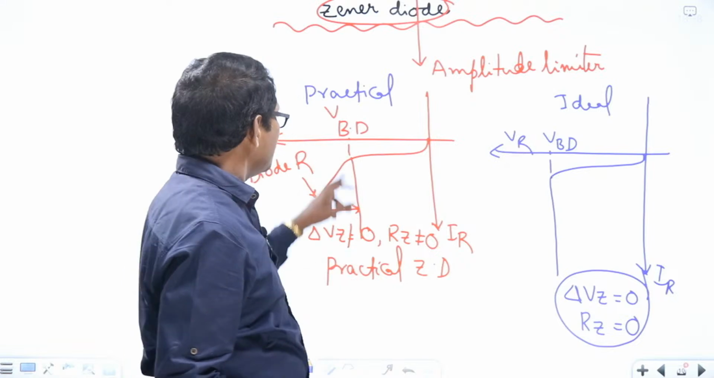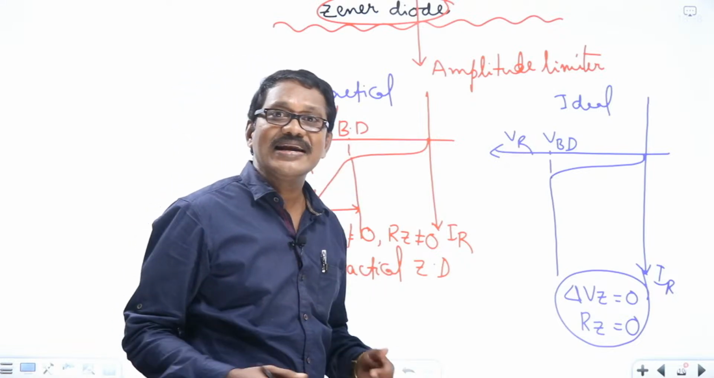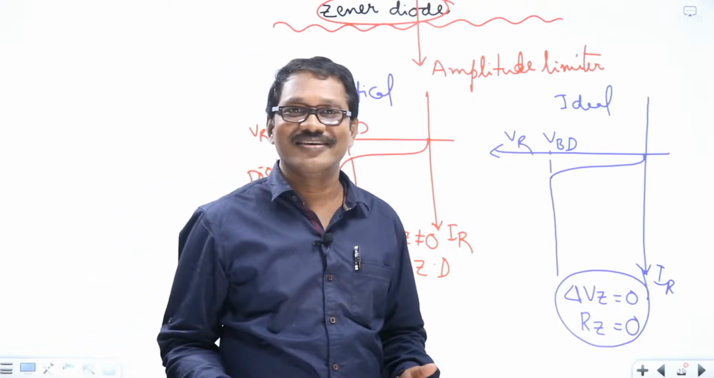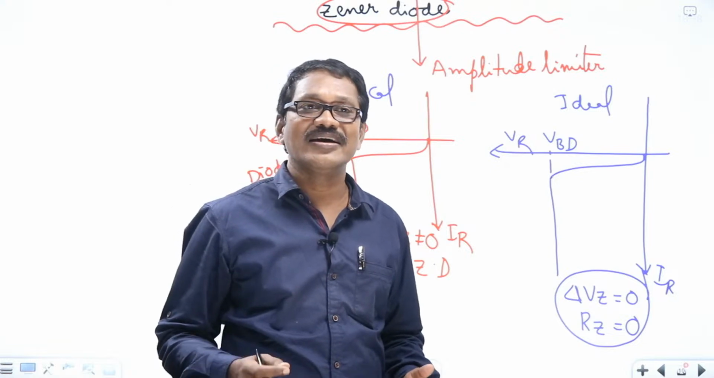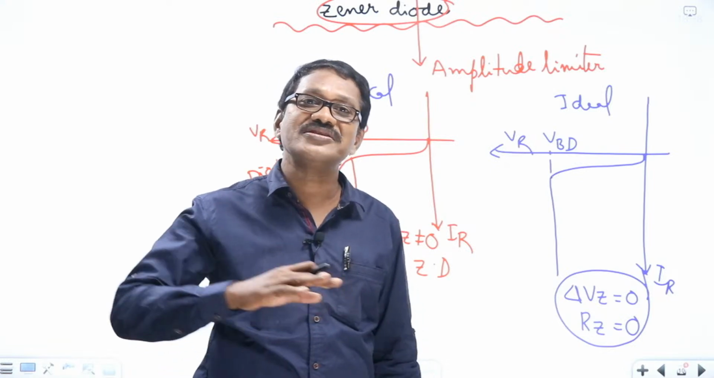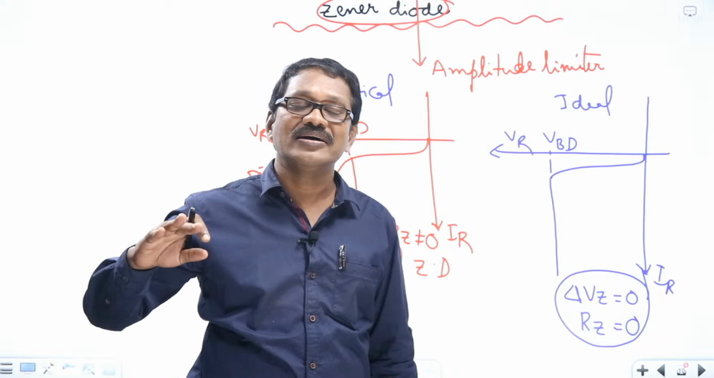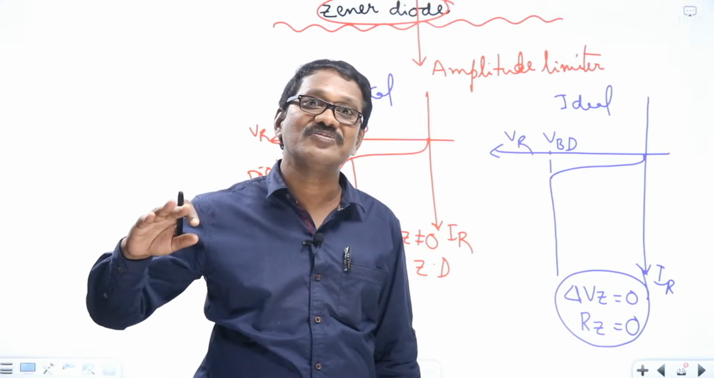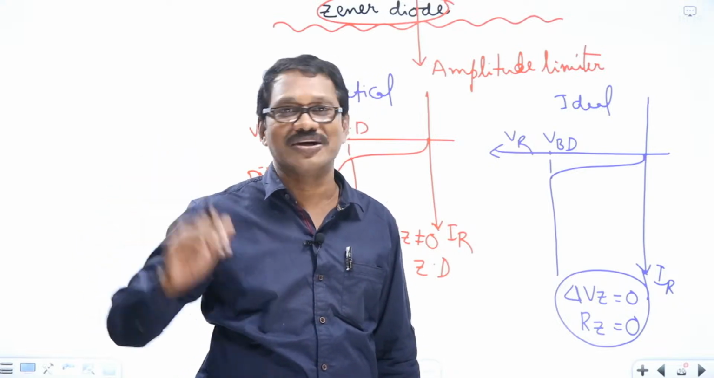Once it enters the breakdown region, it acts as a voltage regulator. Voltage regulator means it is able to supply constant voltage. It is capable of supplying constant voltage to appear across the output terminals.